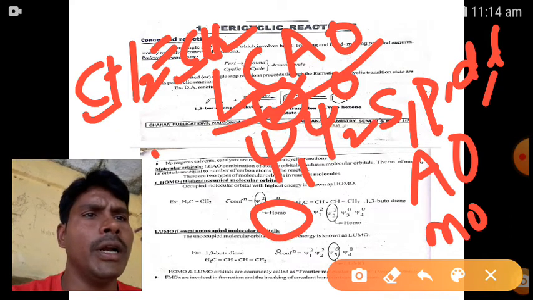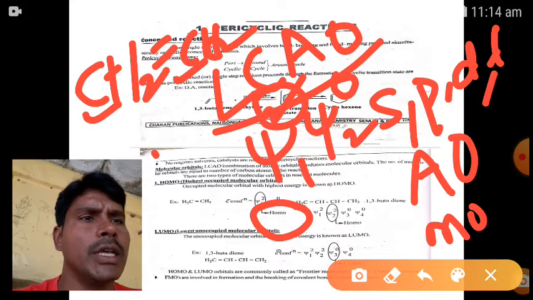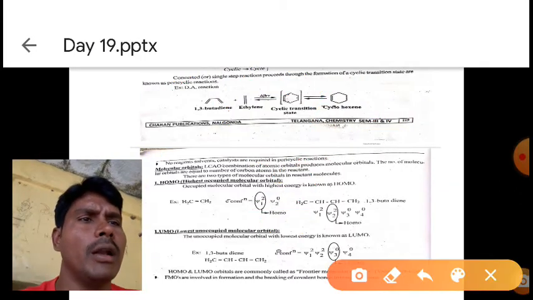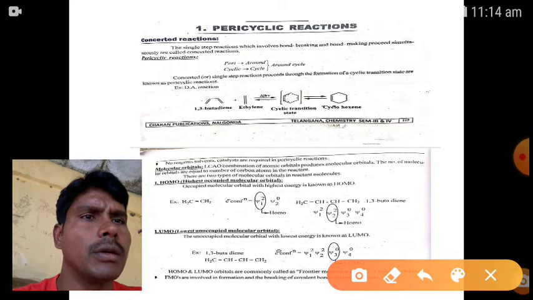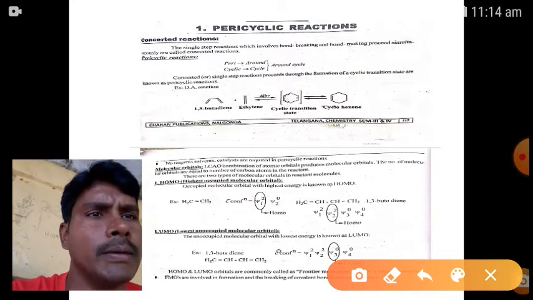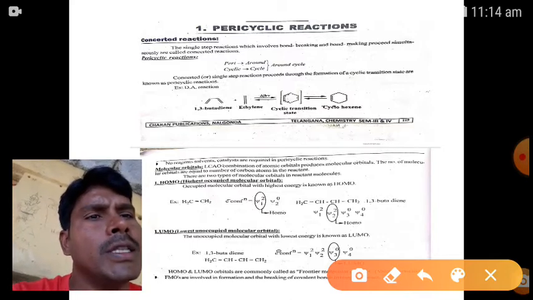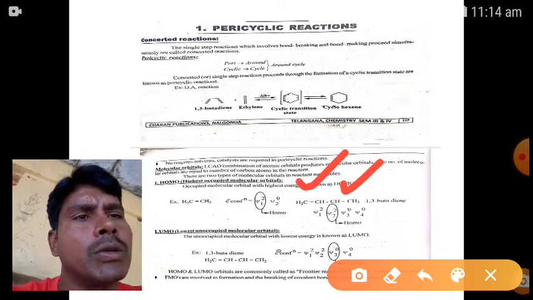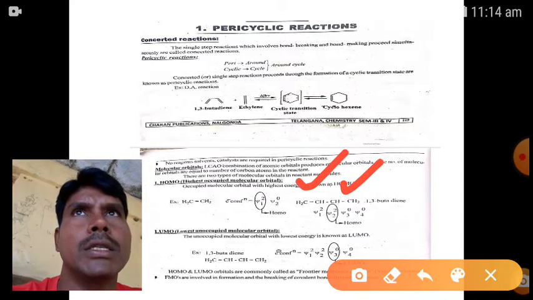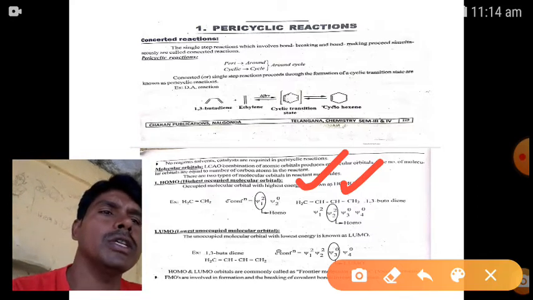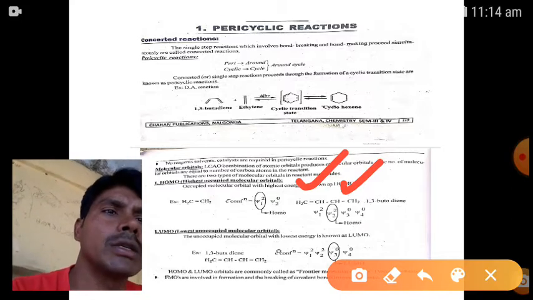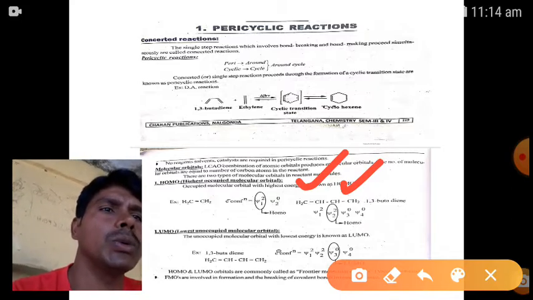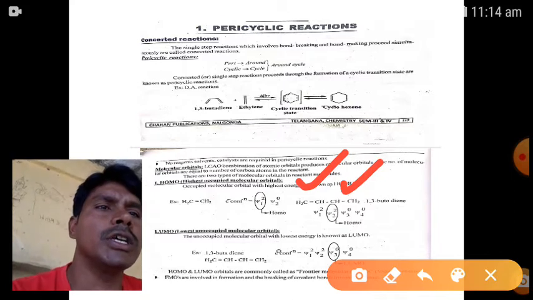If you take 1,3-butadiene, there are 4 carbons, so 4 molecular orbitals: psi 1, psi 2, psi 3, psi 4. So 4 molecular orbitals are produced in the system. How many pi bonds are there in 1,3-butadiene? Two pi bonds, which is equal to 4 pi electrons. Each molecular orbital holds 2 electrons. So psi 1 has 2, psi 2 has 2, psi 3 has 0, psi 4 has 0.